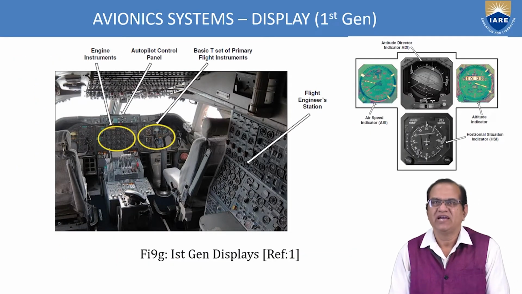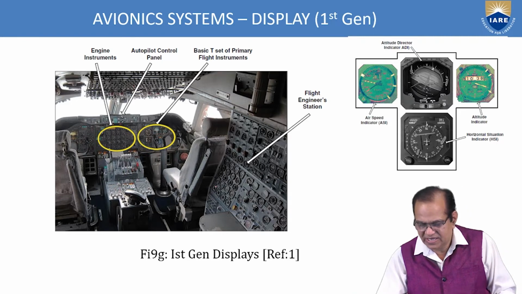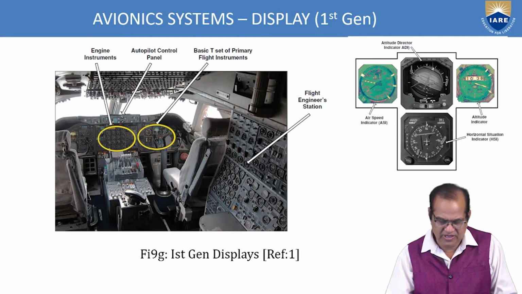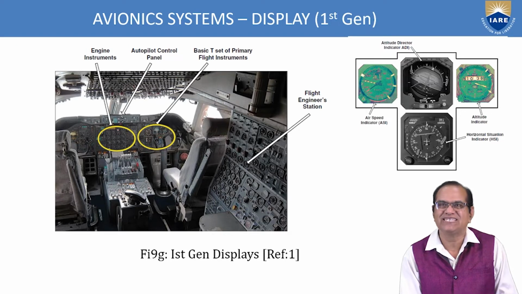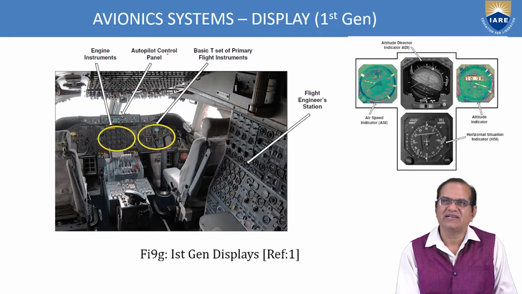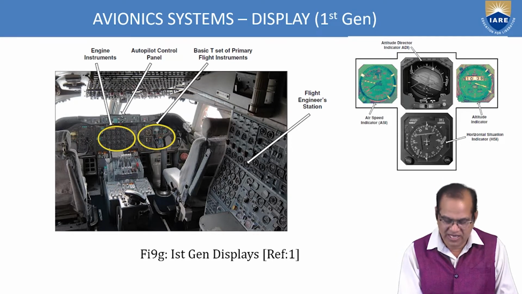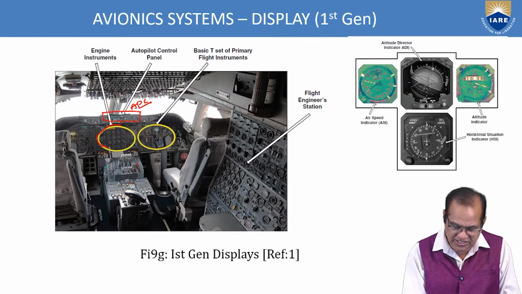Now, if you see here, we have avionics system display, and here you can see different displays which I have shown you. Engine instruments, a lot of instruments, you can see here. So the basic T set of primary flight instruments here. Autopilot control panel is here. This is the autopilot control panel. I will write APC. And these are the engine instruments.